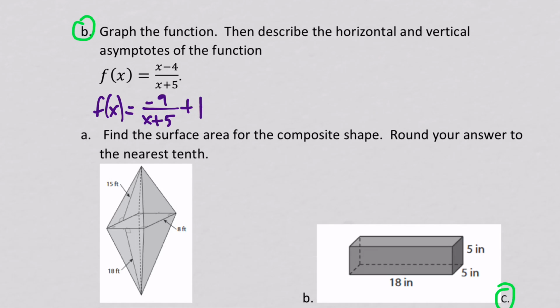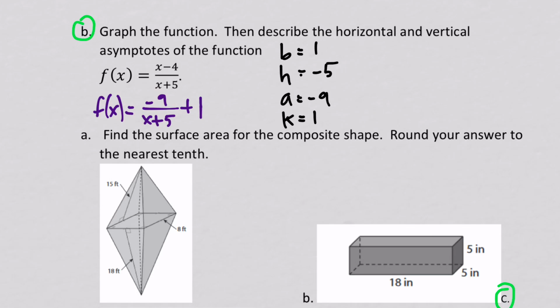Look at that and figure out that b is 1, because b is always next to x down here. H is negative 5, right? Because h is over here next to x. A is negative 9. A is either in the denominator or outside the fraction over here. And k is 1. And so using those 4 parameters, I can transform my function.